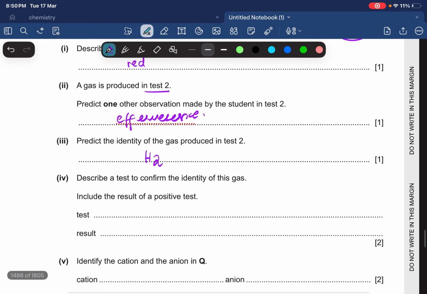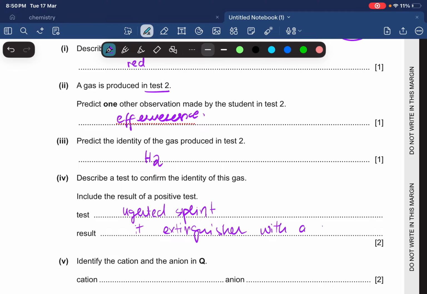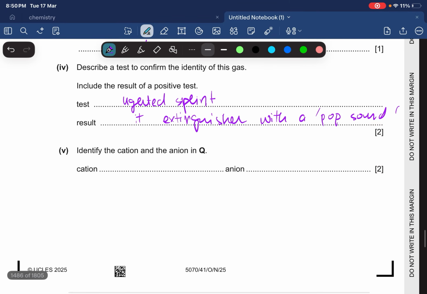Describe a test to confirm the identity of the gas. Include the positive result. You know what's the test for hydrogen gas? It's written at the end. You use a lighted splint, and the observation is it extinguishes with a pop sound. This pop word is important. Identify the cation and anion. Cation is H plus ion and anion is Cl negative. So that is hydrochloric acid that we're dealing with.